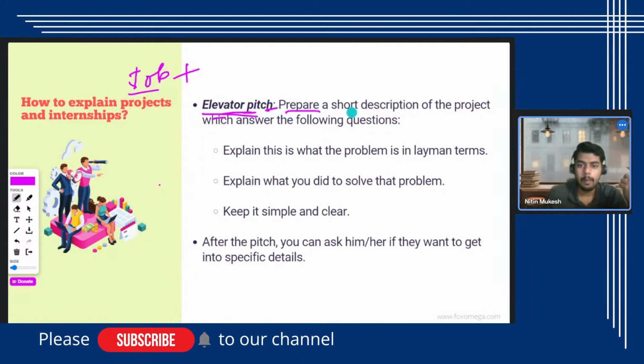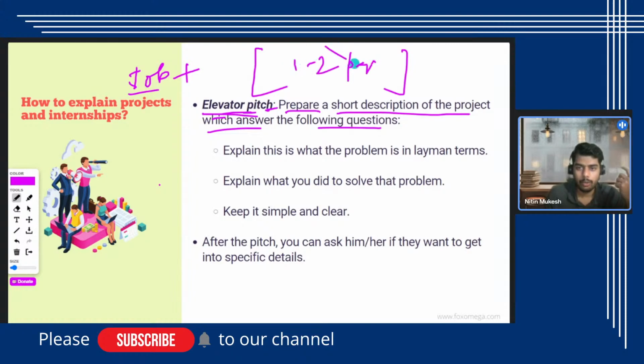It means prepare a very short description of the project which answers the following questions. It's not that we're going to discuss the one or two pages that you've written. Just prepare a very short description, maybe two to three lines about the project, that answers the following. The first is: what is the problem that we're trying to solve? In any data science internship project, whatever you are doing, you've been trying to solve some problem. So try to discuss the problem in layman's terms.